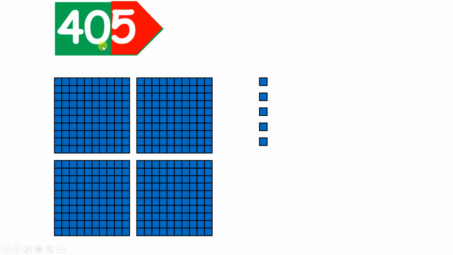We couldn't just write the digits 4 and 5, because that would give us the number 45, which we know is 4 tens and 5 units. So we need the 0 to tell us that there are 0 tens in our number.